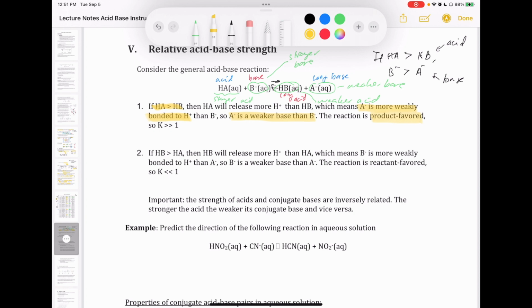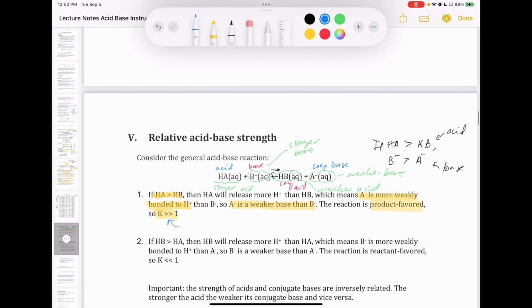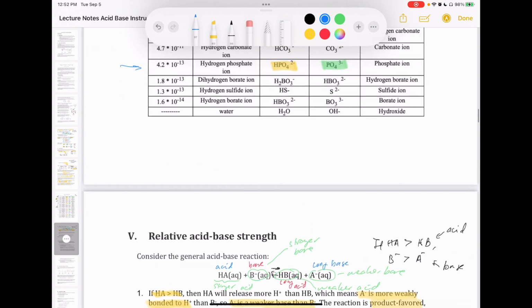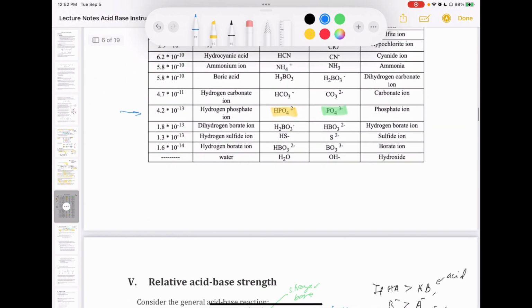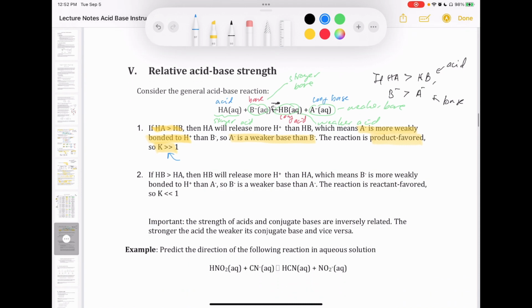If the reaction is product favored, then the K of the entire reaction is going to be much larger than 1, just like we learned in the equilibrium chapter. Notice I'm not saying the Ka, I'm just saying the K, okay, the K of this reaction. Ka is a very special equilibrium constant. It is specific to a reaction where an acid reacts with water, okay, so it's this reaction right here. The K value of that is called Ka, but when we just write a generic base like B minus in our equation here, then we just call the equilibrium constant K. We don't call it Ka.